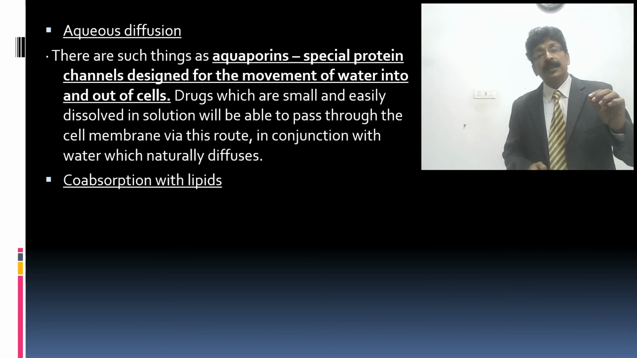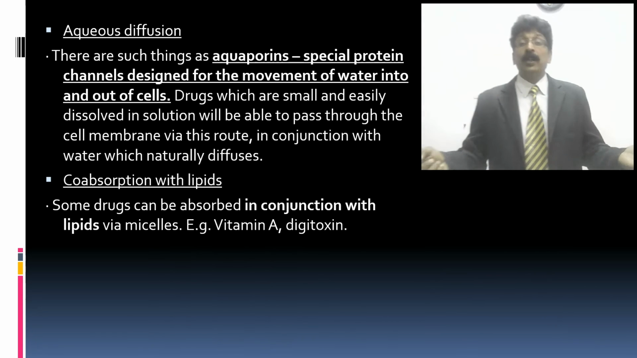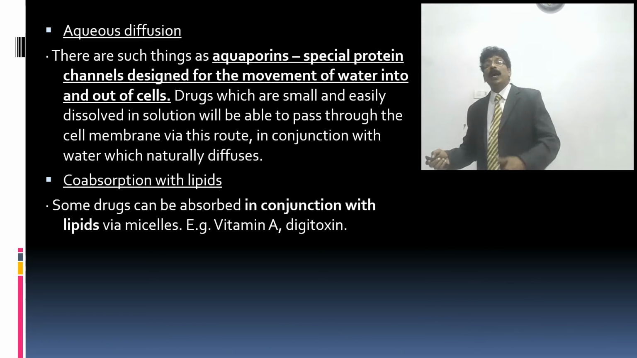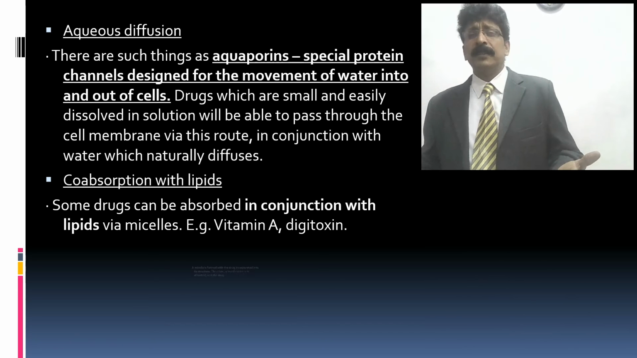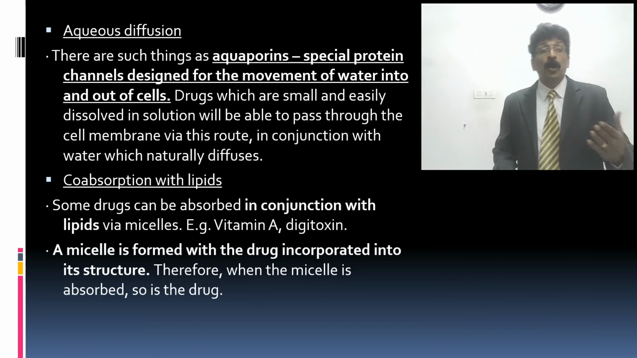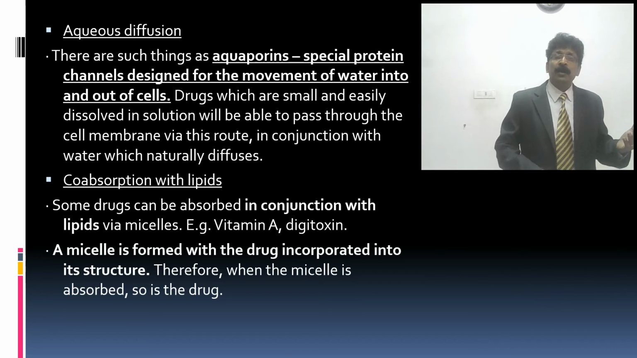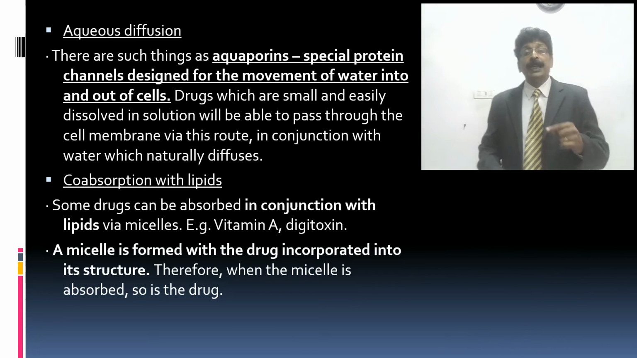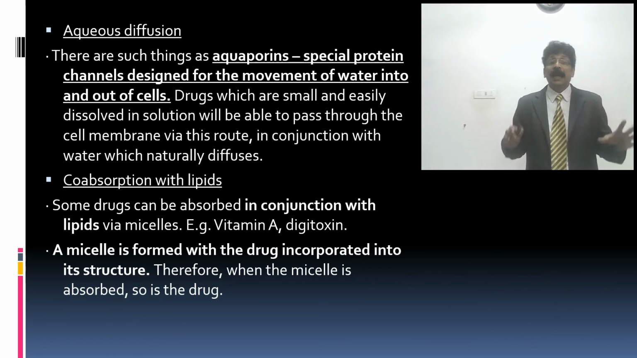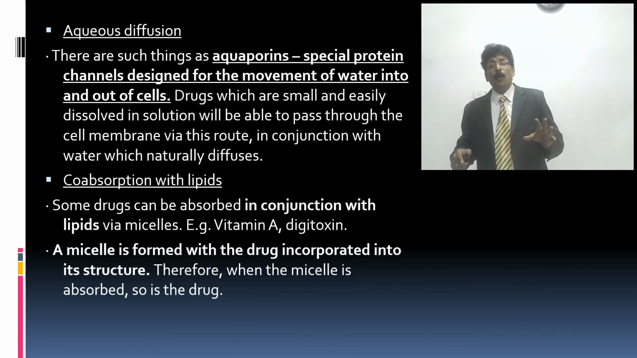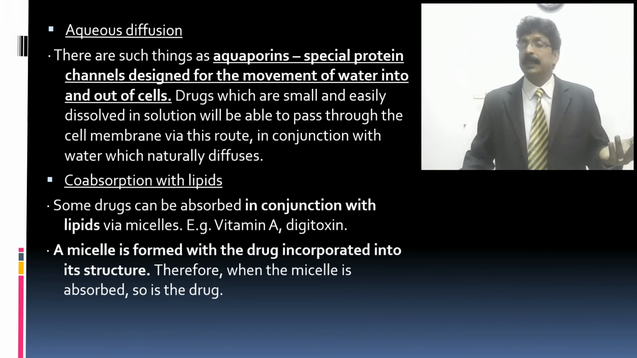Co-absorption with lipids: some drugs can be absorbed in conjugation with lipid via micelles. Examples are vitamin A and digoxin; these drugs can undergo co-absorption with lipids. A micelle is formed with the drug incorporated into its structure, like a matrix. Therefore, when the micelle is absorbed, the drug is automatically absorbed.